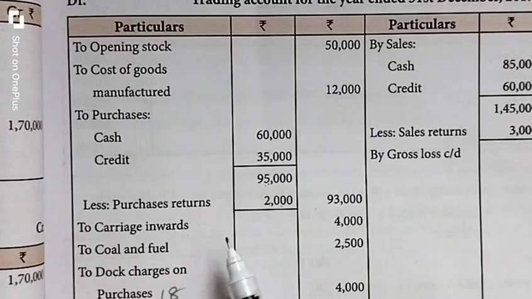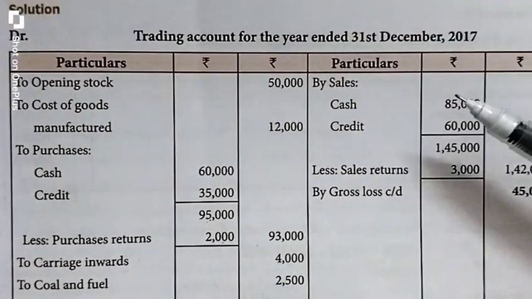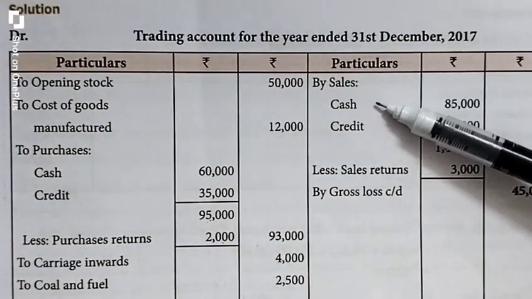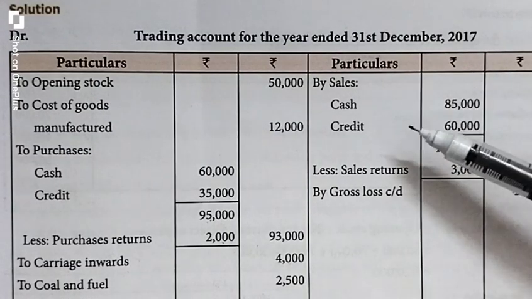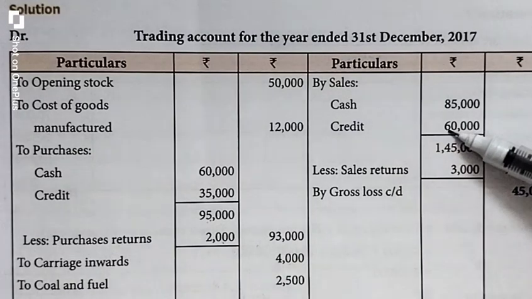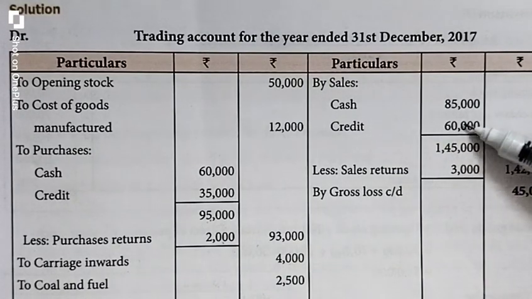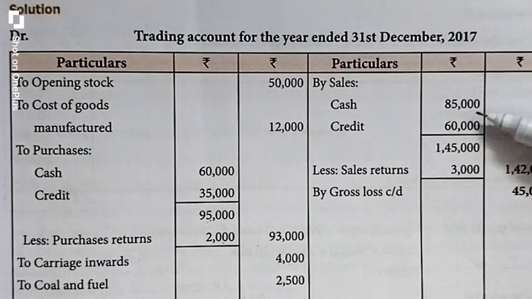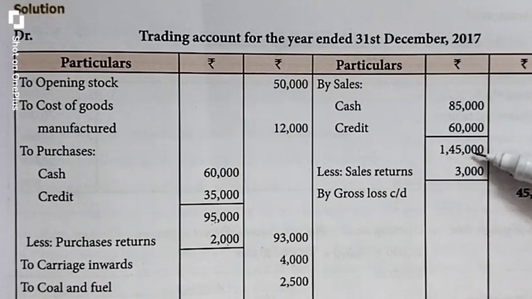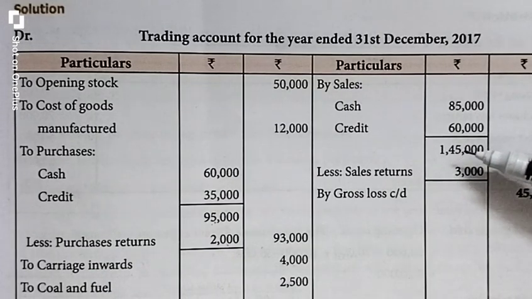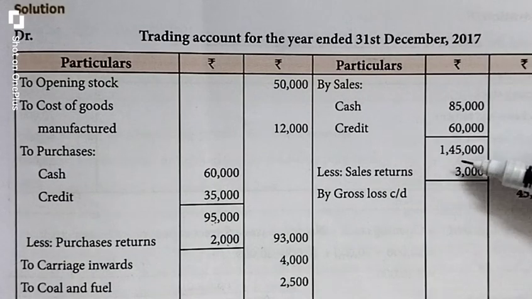Similarly, on the credit side, we have to enter cash sales 85,000 in the inner amount column, and credit sales 60,000 is to be entered in the inner amount column. Then we have to add both amounts, 85,000 plus 60,000. We got 1,45,000. That amount we also enter in the inner amount column, because we have a small calculation here only. We should enter it in the inner amount column.